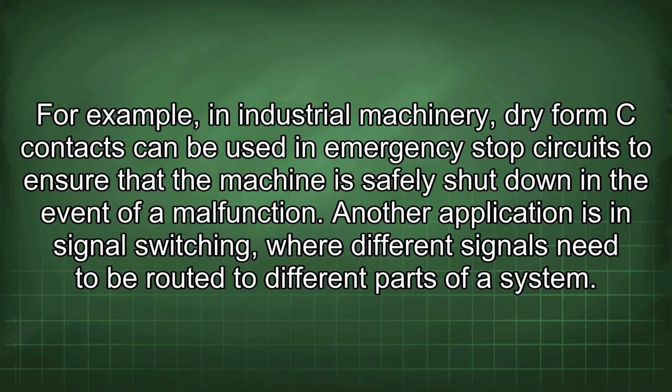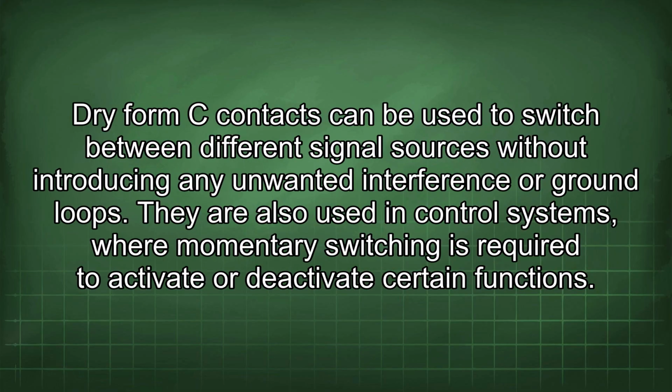Another application is in signal switching, where different signals need to be routed to different parts of a system. Dry form C contacts can be used to switch between different signal sources without introducing any unwanted interference or ground loops. They are also used in control systems, where momentary switching is required to activate or deactivate certain functions.